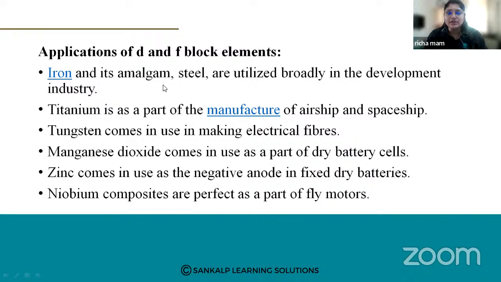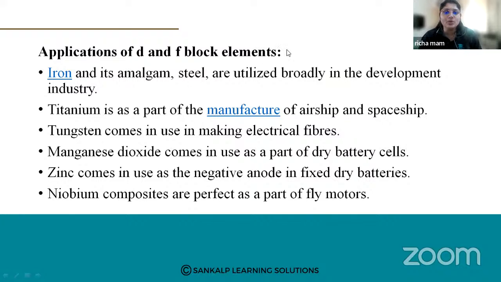Iron and its alloy steel are utilized broadly in the construction industry. So iron and its alloy, that is steel, are where we use them in the development of industries.